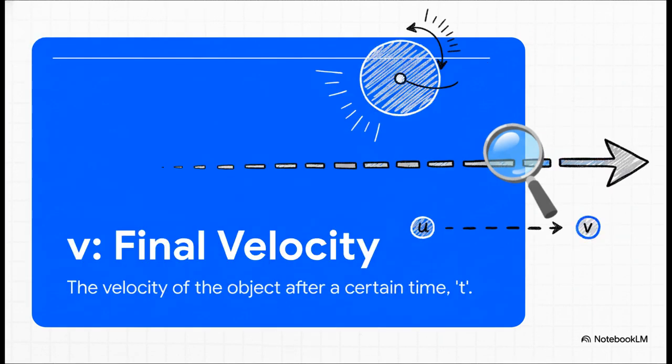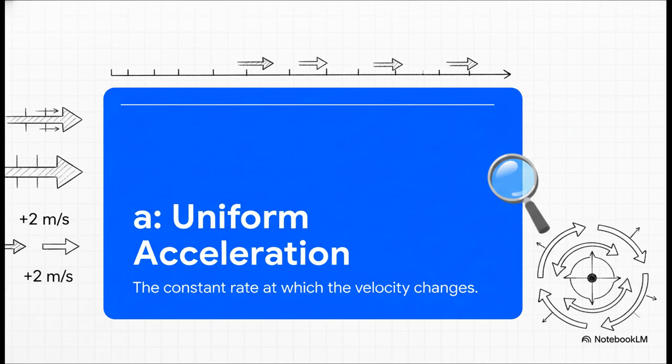Next, we have v. Now, if u is the starting point, v is the finishing point. It stands for the final velocity. This is the velocity the object has at the end of the time period we are interested in. Then we have a. This is for acceleration. Now this is a very, very important point to remember. In these equations, we are always talking about uniform acceleration. This means the velocity is changing at a constant, steady rate, not in sudden bursts.